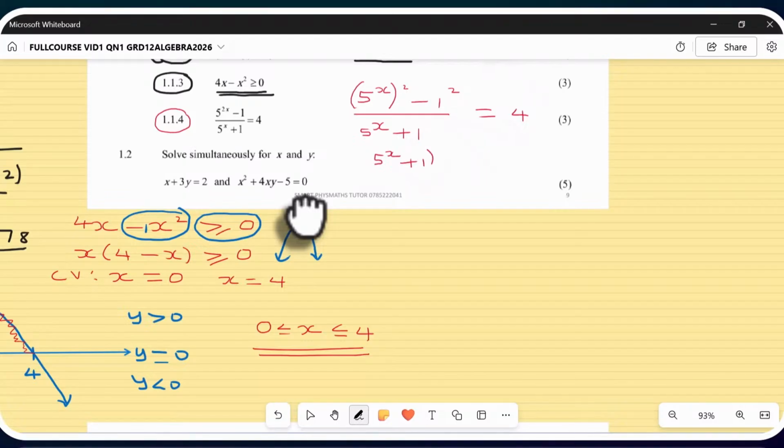Now, as you can see, this one can cancel out. This one can cancel out like this. I can cancel this. And so now, I'm remaining with what? With the 5, ne? To the power x. Okay. And then minus 1 equals to 4. Now, the 4 plus 1 gives us a 5. So I have 5 to the power x equals to 5.